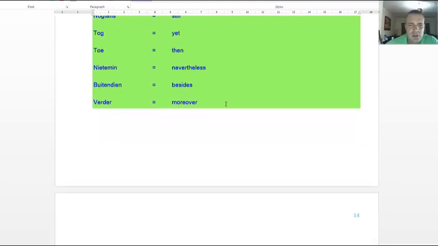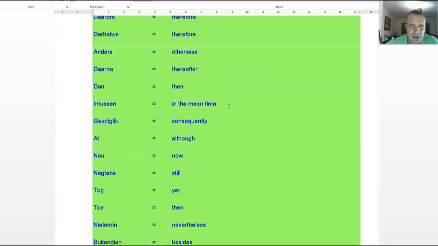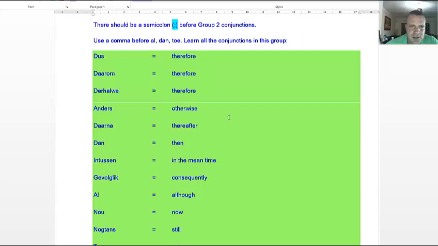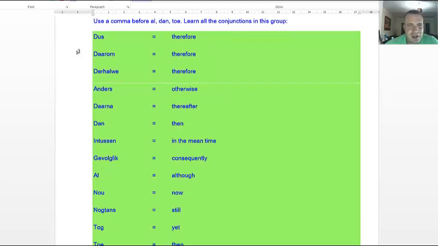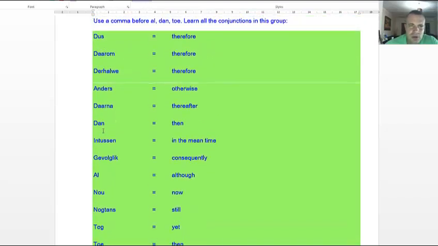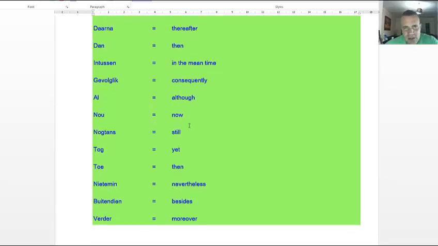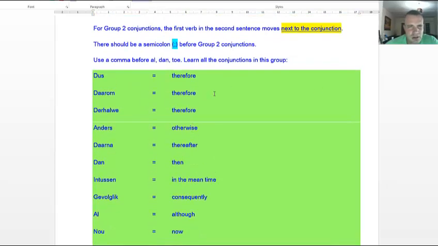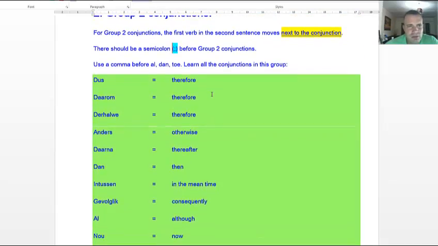Alright, now here is where it gets a bit tricky. Here's the list. Okay, so you might have seen this list in other books and so on, but you're not going to use other books, you're going to use this book. So learn the meaning of these things and also learn the list. You've got to find a way, and your teacher will help you. You've got to learn and memorize the group 2 conjunctions, and they more or less mean the same thing as well. You'll see a lot of them sort of mean therefore.